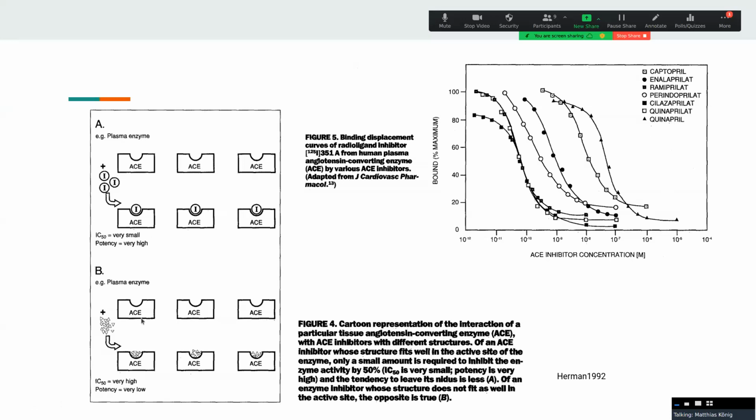And this is often because they just fit differently. If you have very small IC50s or potencies, you often have very good and very strong binding. So this is often related: your binding affinities are basically the potencies. And if you don't have such good binding, or the structure does not fit so well into the enzyme, you often have much larger IC50 values.